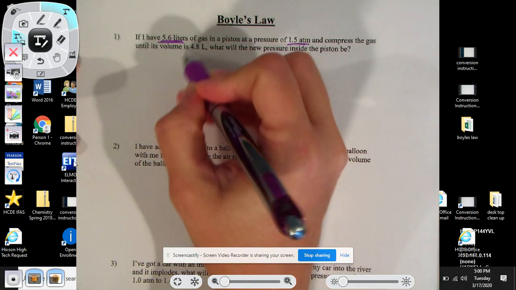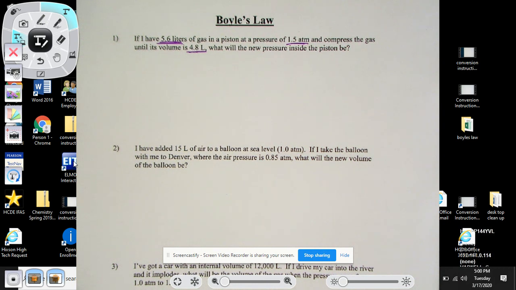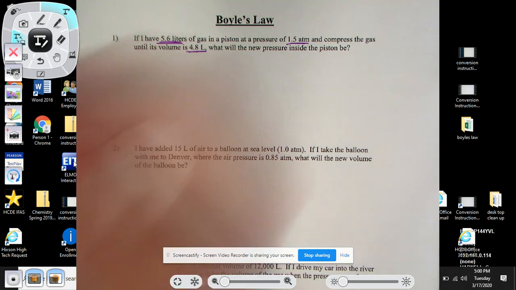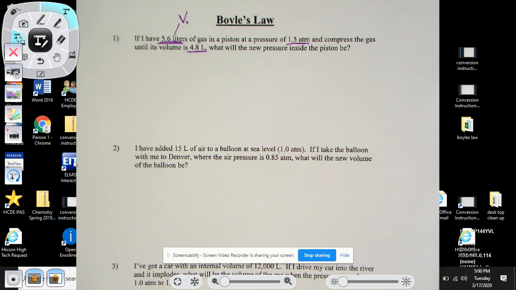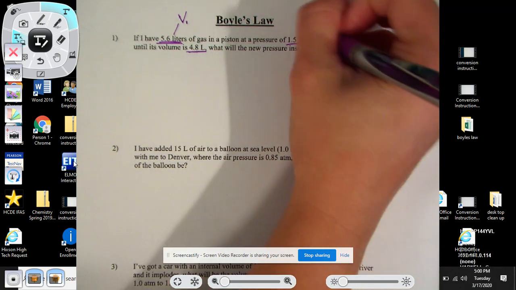And so there, I have numbers. Well, the first thing says if I have 5.6 liters. Well, 5.6 liters, we now know that liters is a measure of volume, and it's the first thing listed, so it's going to be my V1. Of a gas in a piston at a pressure of 1.5 atmospheres. Well, we know atmospheres is pressure, but we also know it's pressure because it said at a pressure of. And it's the only pressure that's given, so it's the initial pressure. So we're looking at P1.